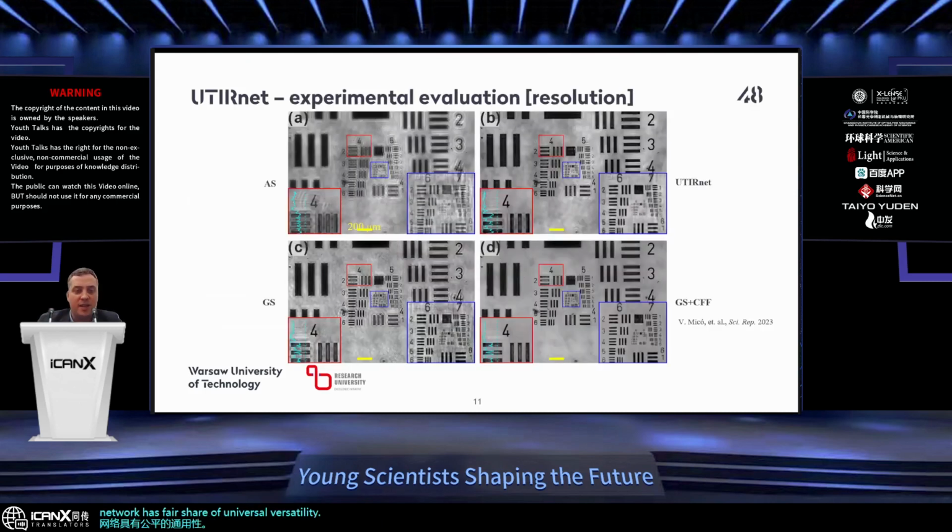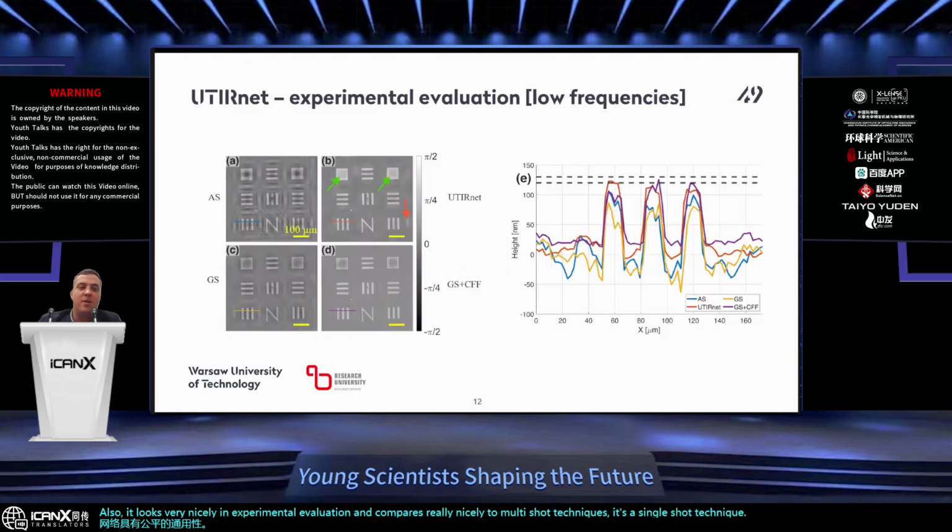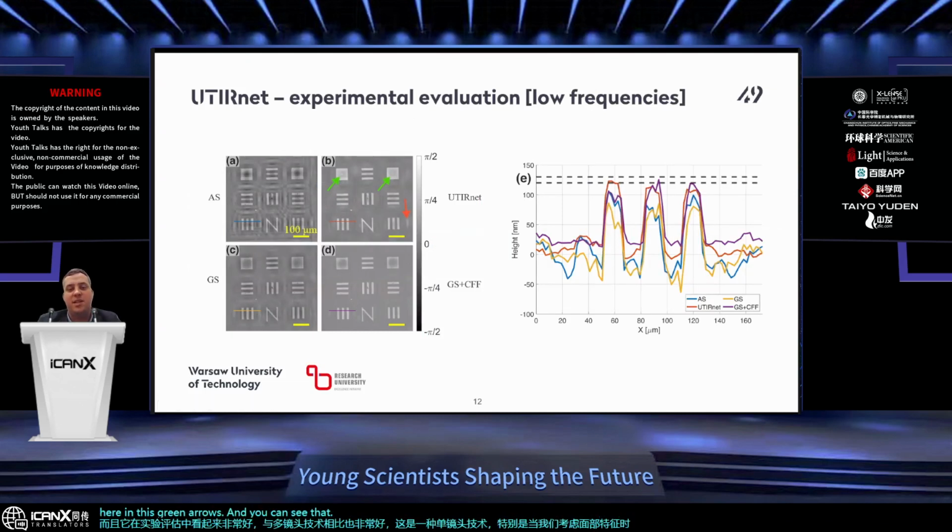And also it looks very nice in experimental evaluation and compares really nicely to multi-shot techniques. It's a single shot technique, especially when we think about phase features that are here in these green arrows. And you can see that Gerchberg-Saxton, multiple Gerchberg-Saxton, and this CFF filtering that I described previously leave the empty squares. So the low frequencies are not so well imaged, and this neural network actually fills in the boxes nicely.